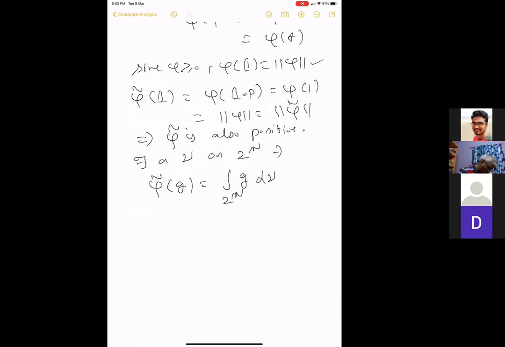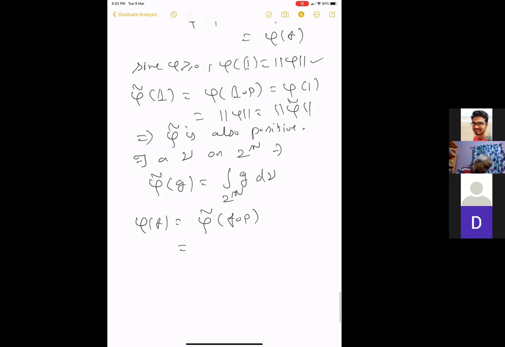Now we want to consider what is phi of f. Phi of f is the same as phi tilde of p star f, which is f of p. That's the embedding. So phi of f is nothing but the integral of f of p d nu, like this.